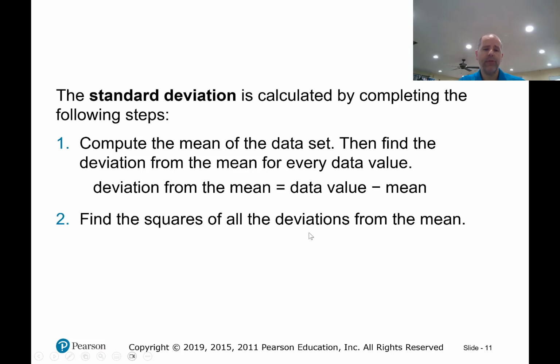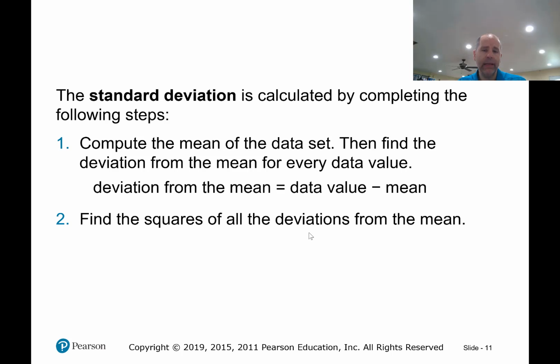Then what we're going to do is we're going to find the square of those deviations. Why? Because some of those deviations are going to be below the mean, and some of them are going to be above the mean. So that means some deviations are going to be negative. Some deviations are going to be positive. If we leave them as negative and positive, then when we add them all together in the formula, we're going to get a value that's going to be very, very close to 0, which is going to be meaningless for us.